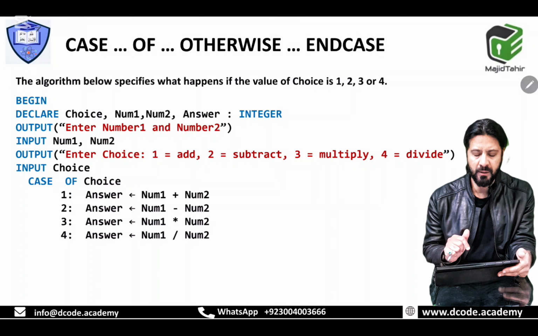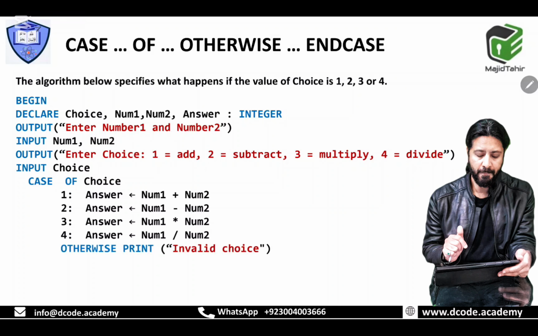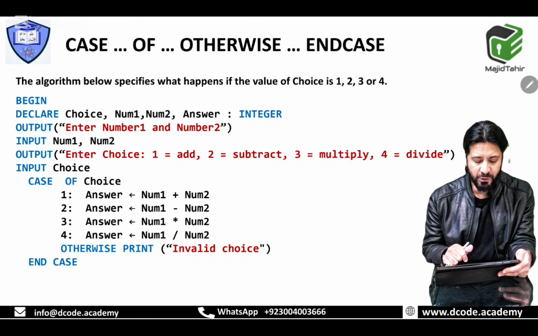If the user inputs 1, number 1 plus number 2 goes to answer. In case of choice 2, number 1 minus number 2 goes to answer. Choice 3, number 1 multiplied by number 2 goes to answer. Choice 4, number 1 divided by number 2 goes to answer. Otherwise print invalid choice, end case.